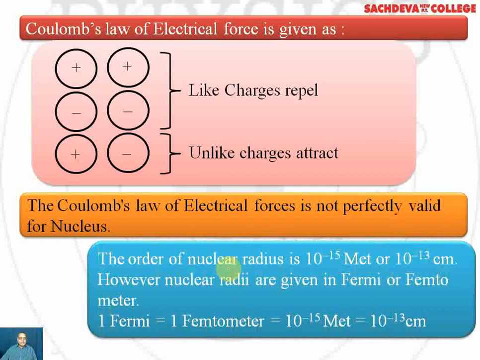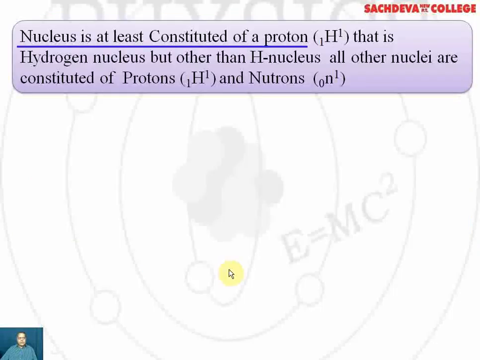The point to remember is that the order of nuclear radius, not the value, the order, is 1 Fermi, 10 to the power minus 15 meter or 10 to the power minus 13 centimeter. Fermi can also be written as femtometer. A nucleus is at least constituted of protons, that is the hydrogen nucleus, but all nuclei other than the hydrogen nucleus are constituted of protons, that is 1H1, and neutrons, 0n1.